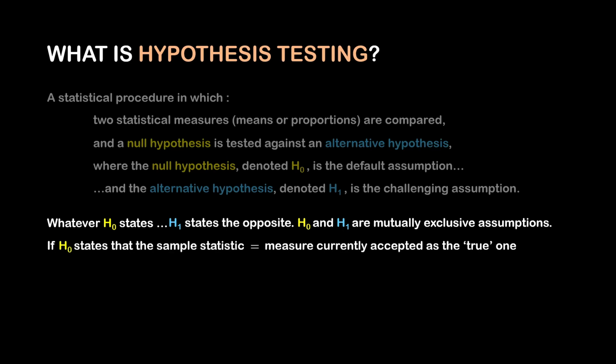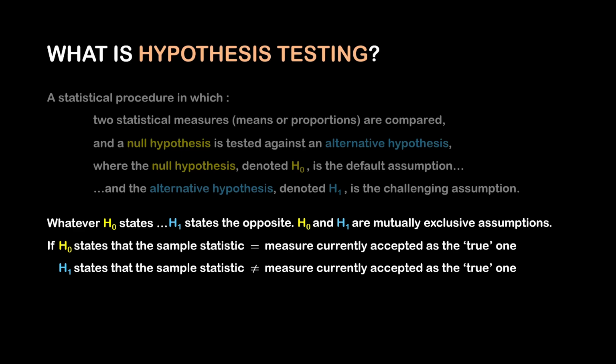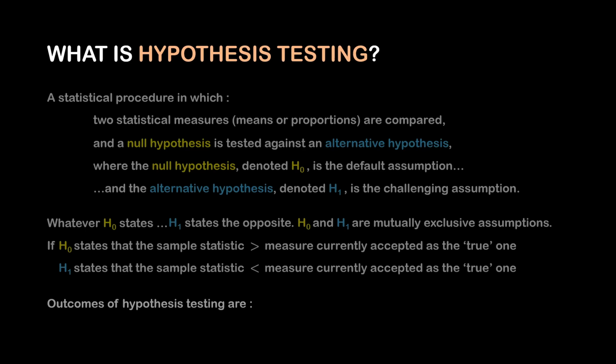If the null hypothesis states that a sample statistic is equal to a measure currently accepted as the true measure, then the alternative is going to state that this sample statistic is different from the measure currently accepted as the true one. If H0 states that the sample statistic is less than the measure currently accepted as the true measure, then H1 is going to say that the sample statistic is greater than this value, etc., etc. You get the idea.